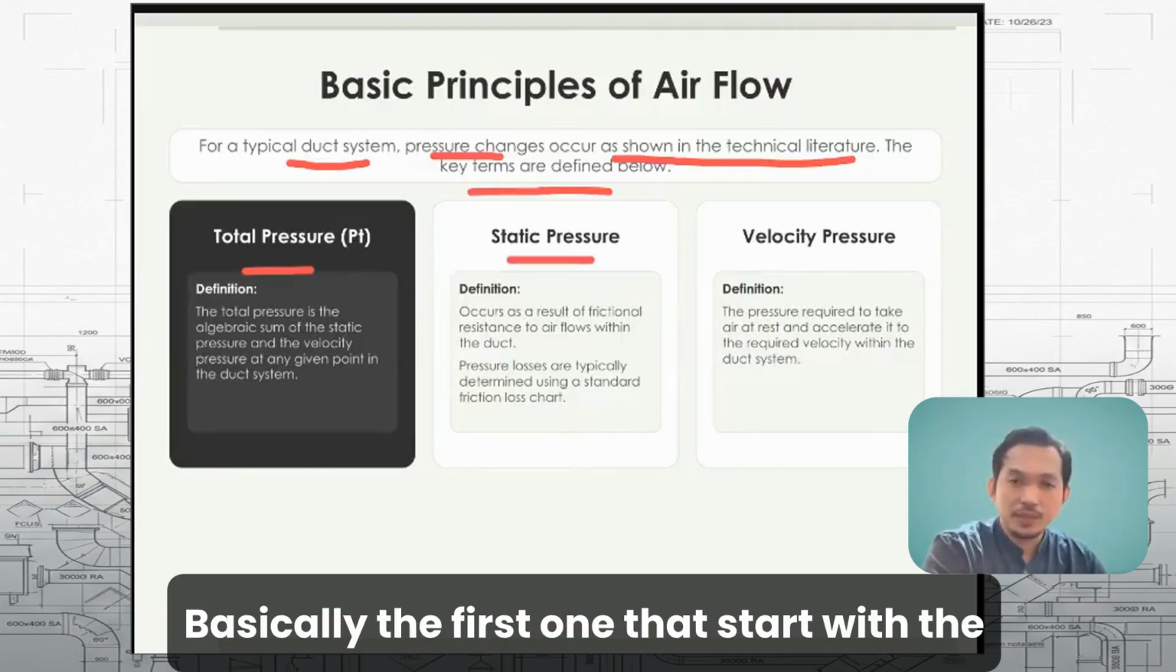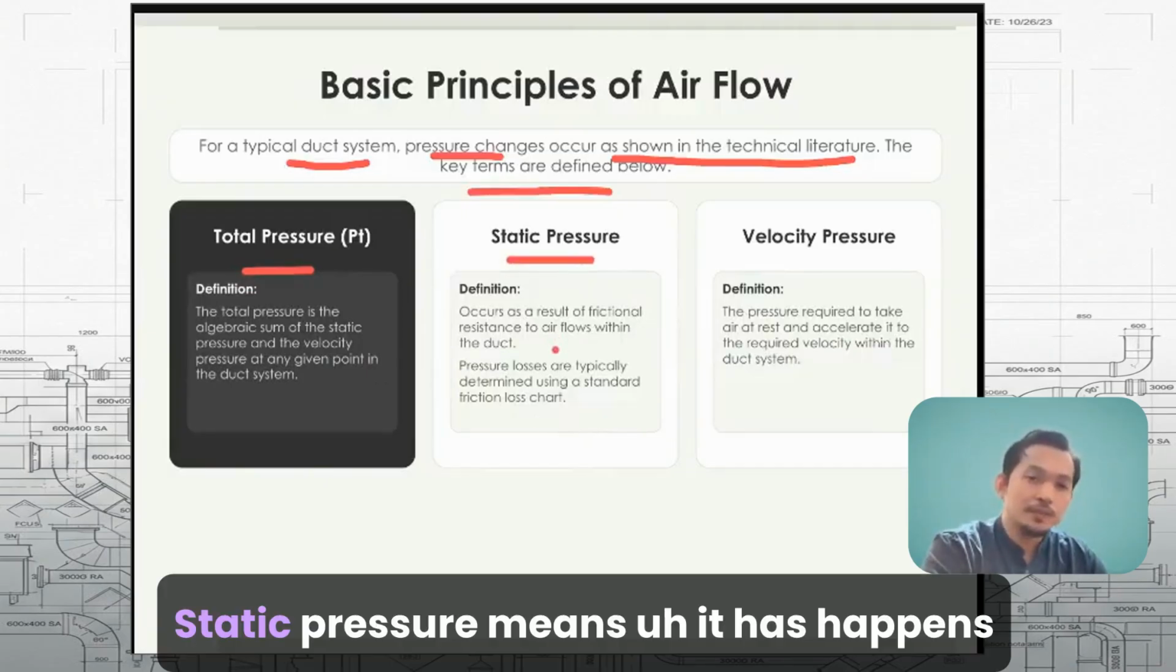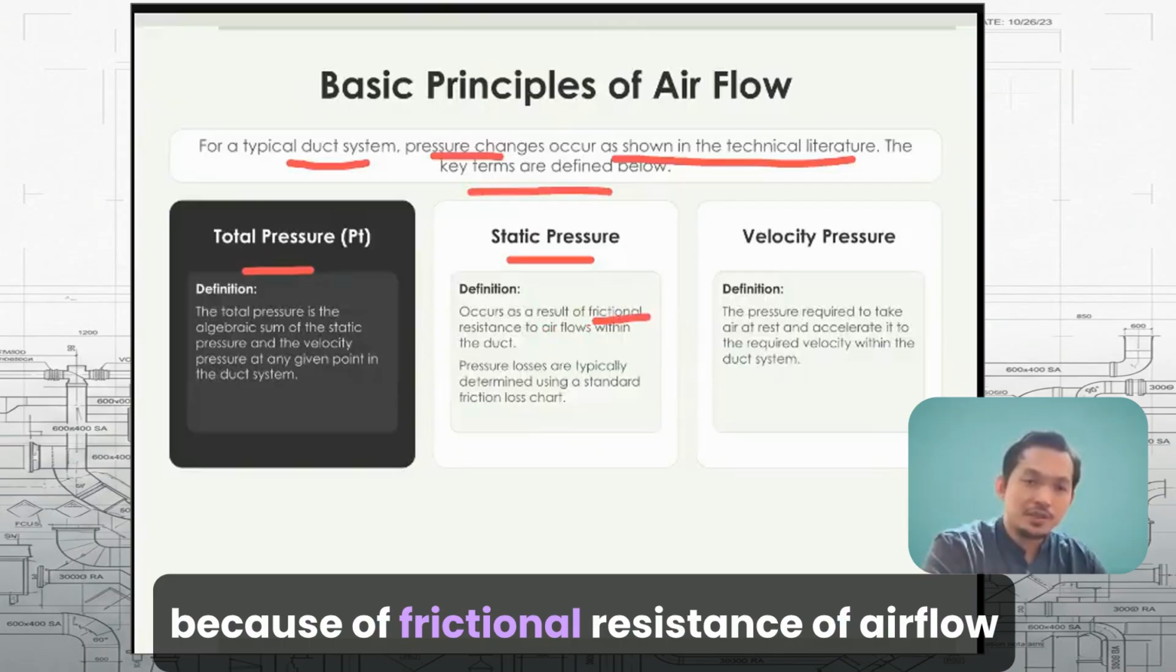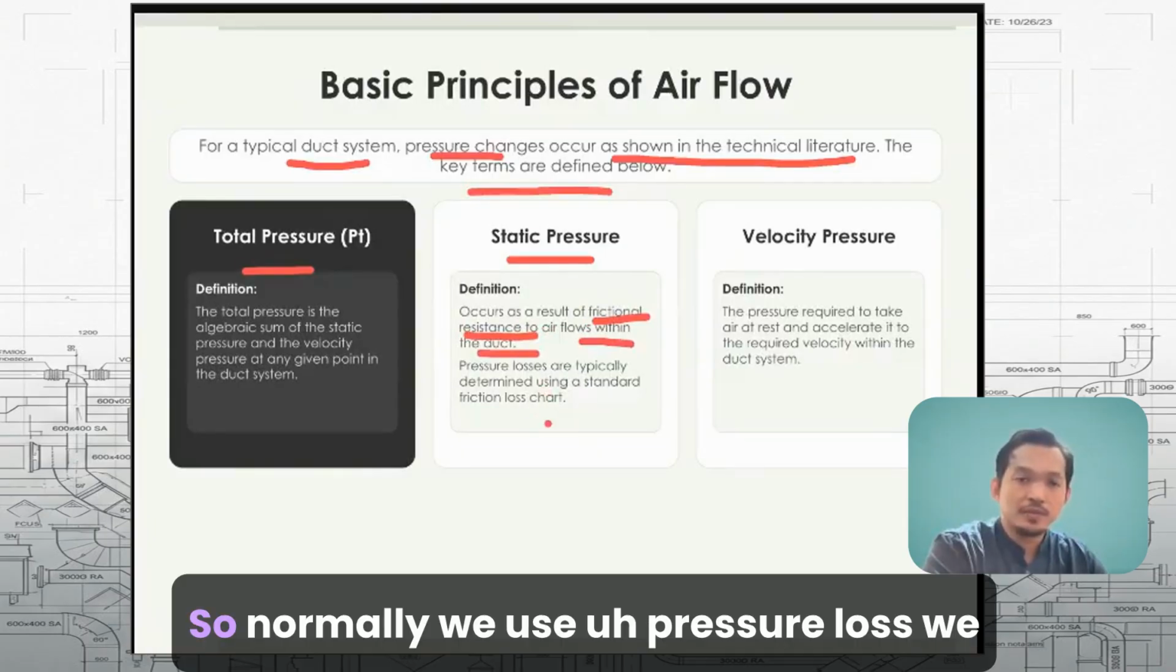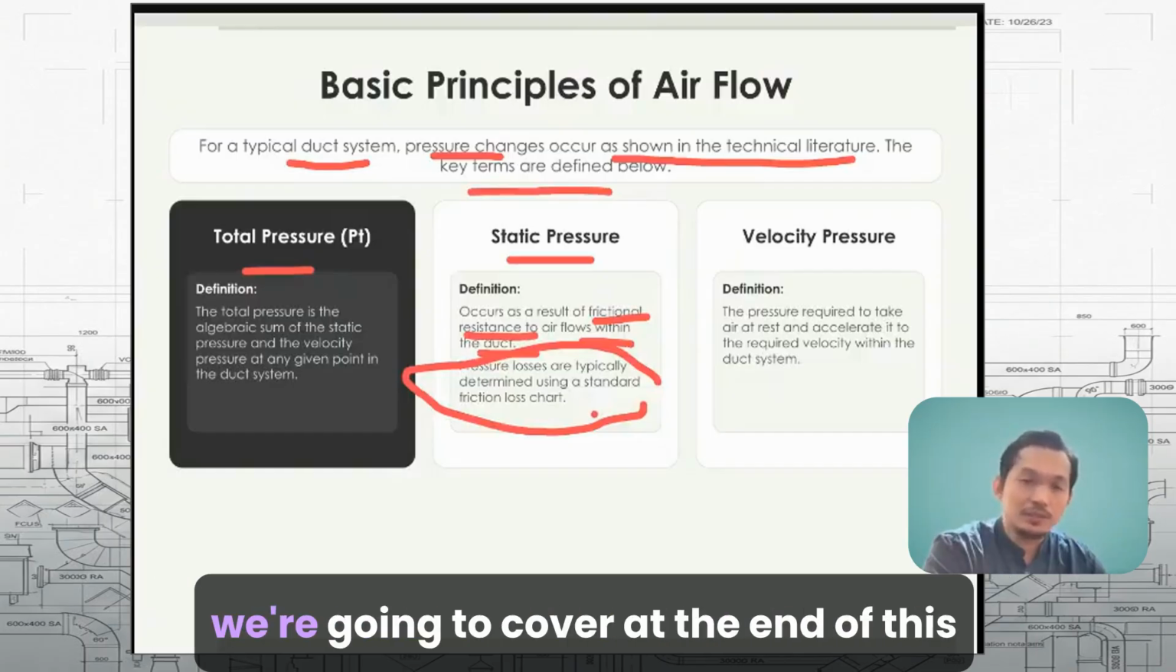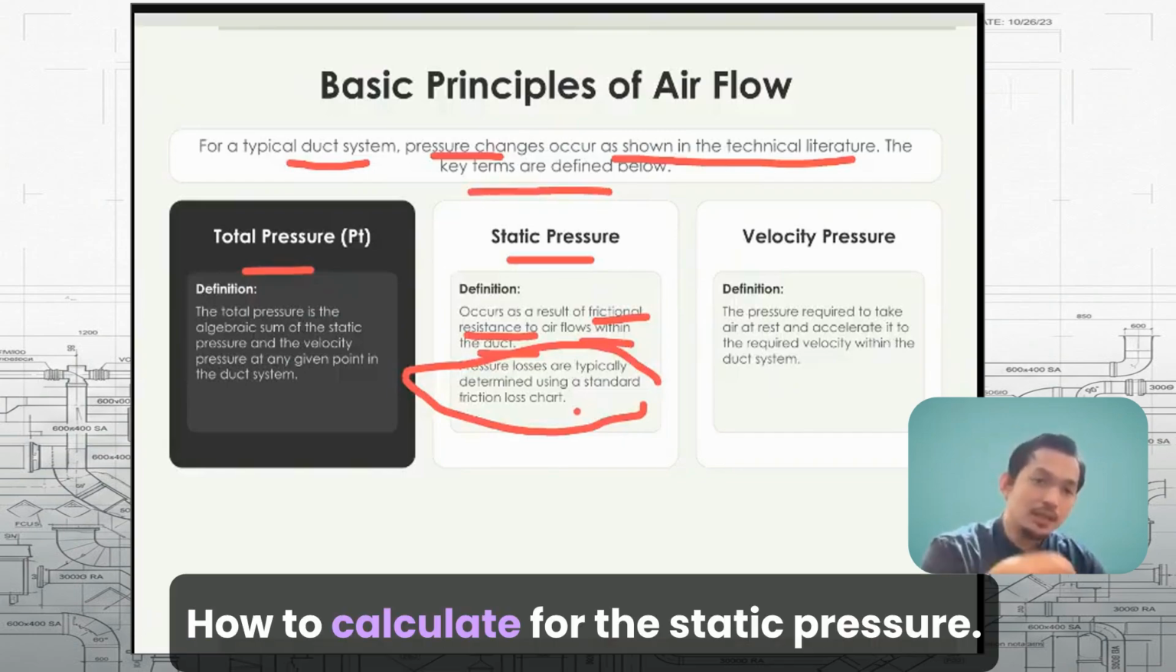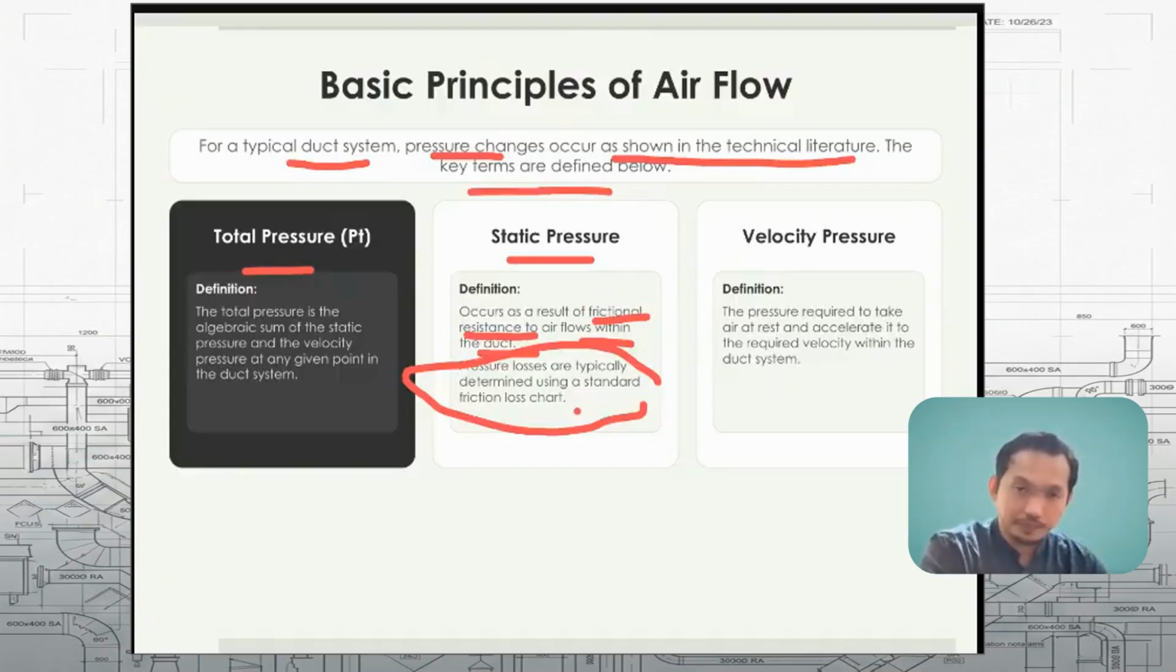Basically, the first one I start with is the static pressure. Static pressure happens because of the frictional resistance of airflow within the duct. So normally we use the standard friction loss chart, which we're going to cover at the end of this topic, to calculate the static pressure loss.